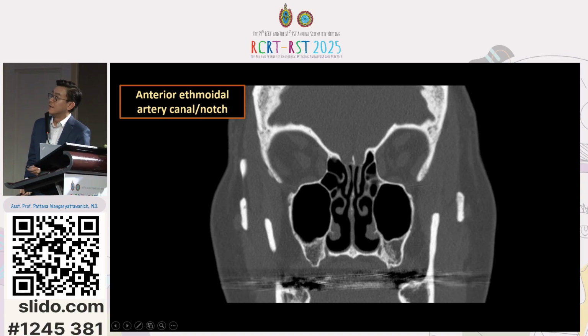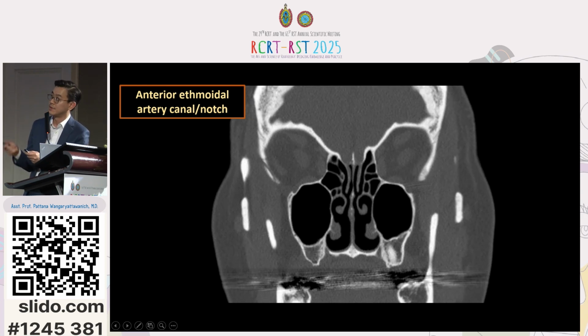So this is a coronal CT of the sinuses and the orbit in bone window. So when we move anterior, we look at the mid portion of the orbit. When you want to identify the anterior and posterior ethmoidal artery foramina or notch, look at the junction between the medial orbital wall and the roof of the orbit. It's just right at the superior aspect of the lamina papyracea.